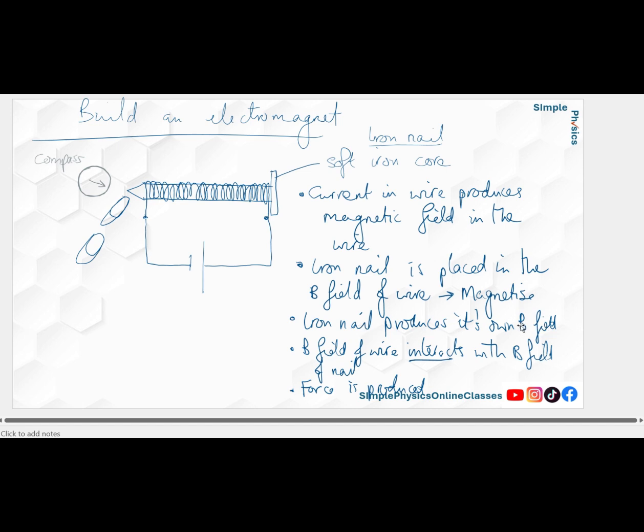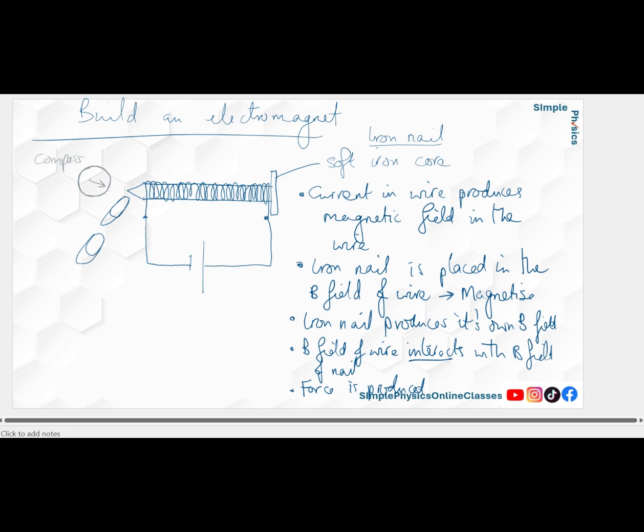So the iron nail produces its own magnetic field, B field, B is for magnetic. So the B field of the wire interacts with the B field of the nail. Therefore, the force is produced. That's what this vibration is when you hold it. And it's really hot because there's a huge current passing through. Okay, so use the compass to work out the direction of the field. Use these paper clips to work out the strength, because the stronger the electromagnet, the more clips it'll pick up, and that's what you need to do.